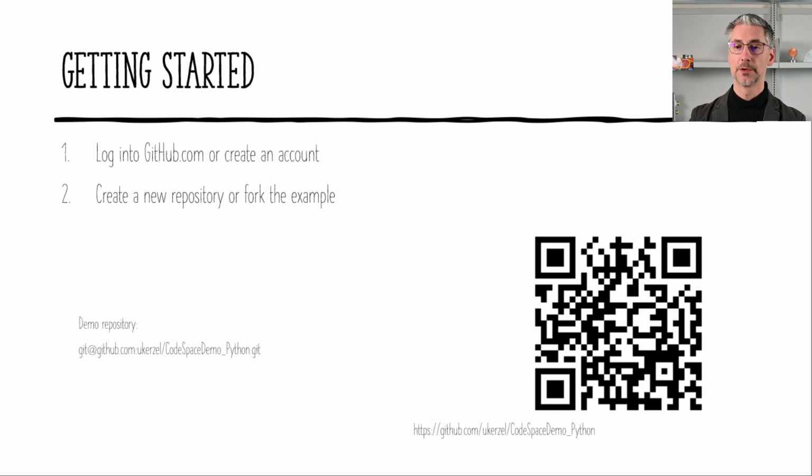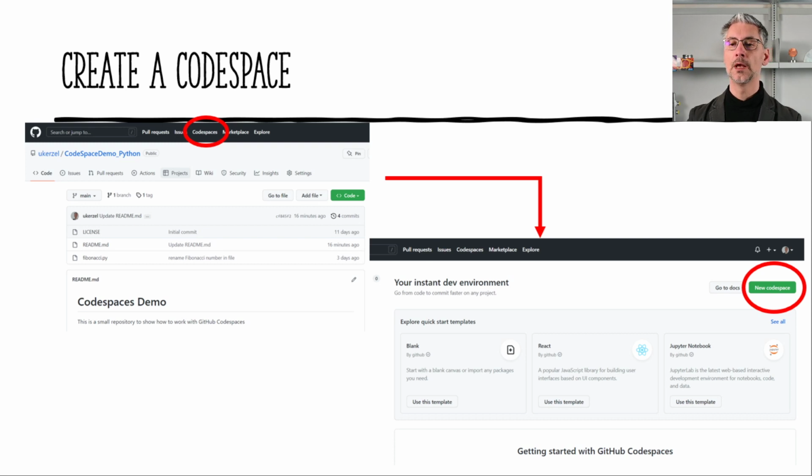So here in this example you can get started by logging into github.com and create an account there, and then create a new repository, or for the example we can use here. We can then create a code space. If you, for example, go to the repository as I've done here, you can look at the top line, then you see code spaces, and if you click on this you get a new instant development environment. You click on new code space and the virtual machine is being prepared and set up for you.